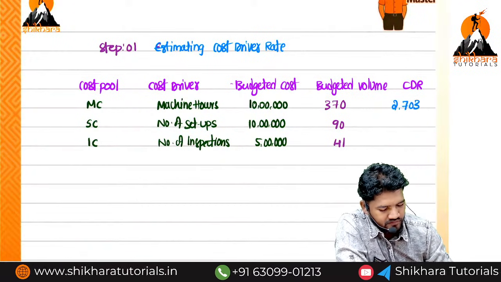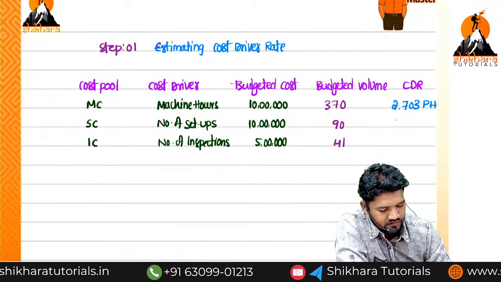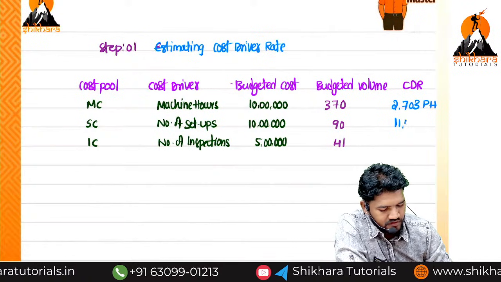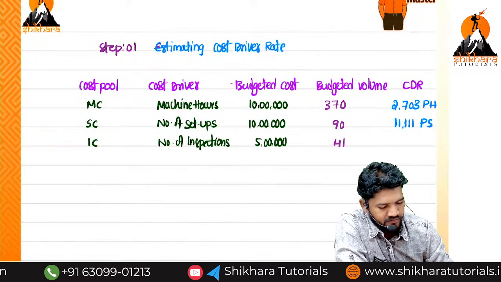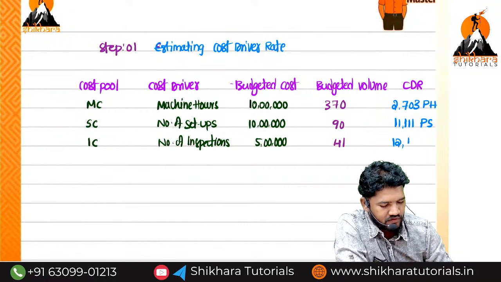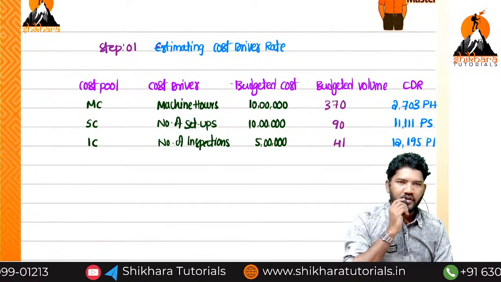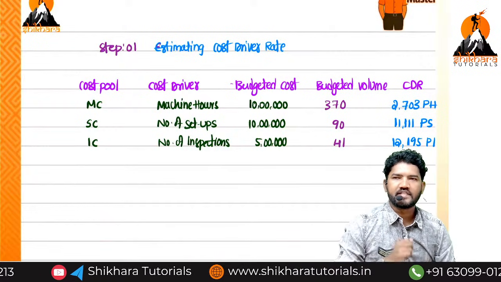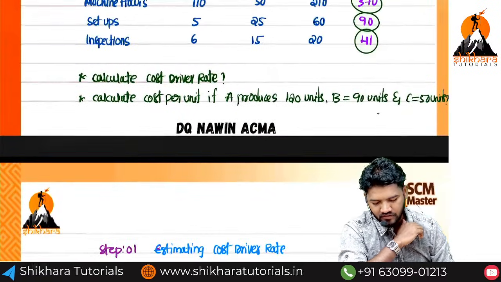2,703 per hour. Next, 11,000, 12,195. Step 1 completed. That is the question they asked: cost driver rate. What about the next question they are asking?